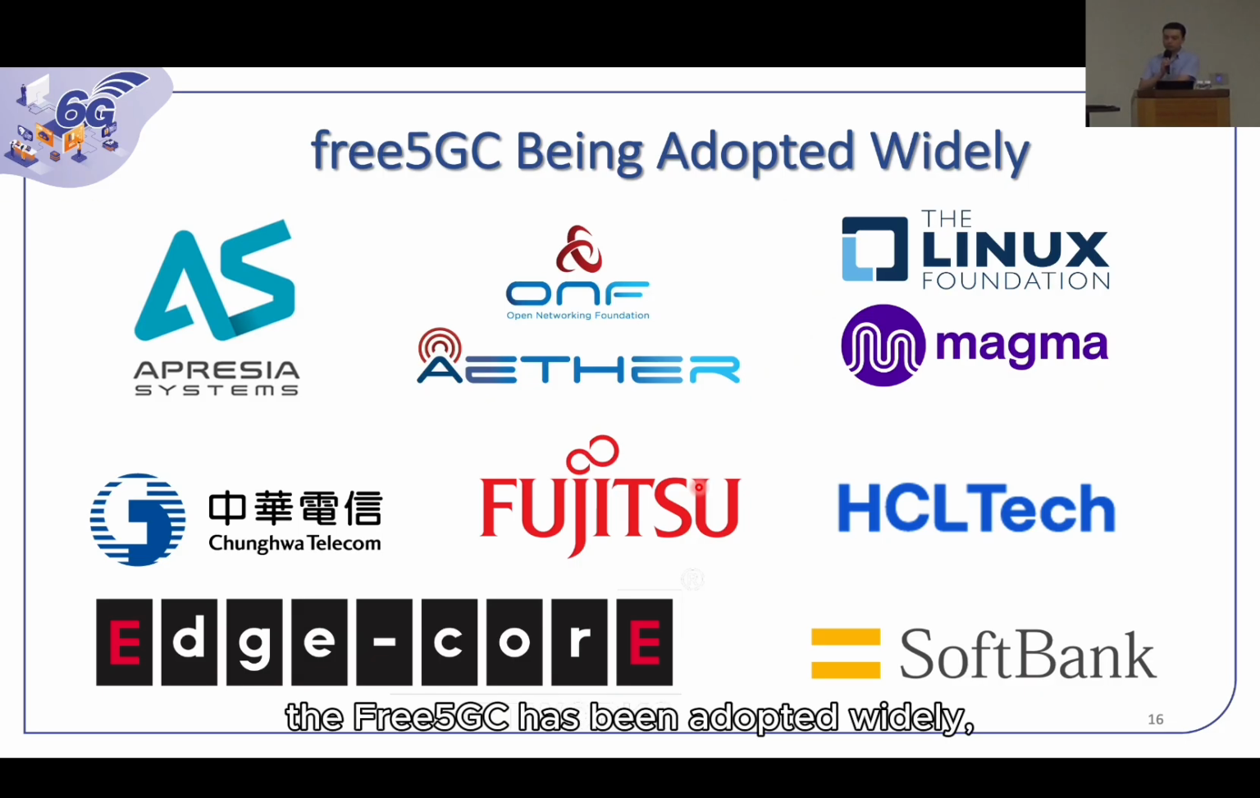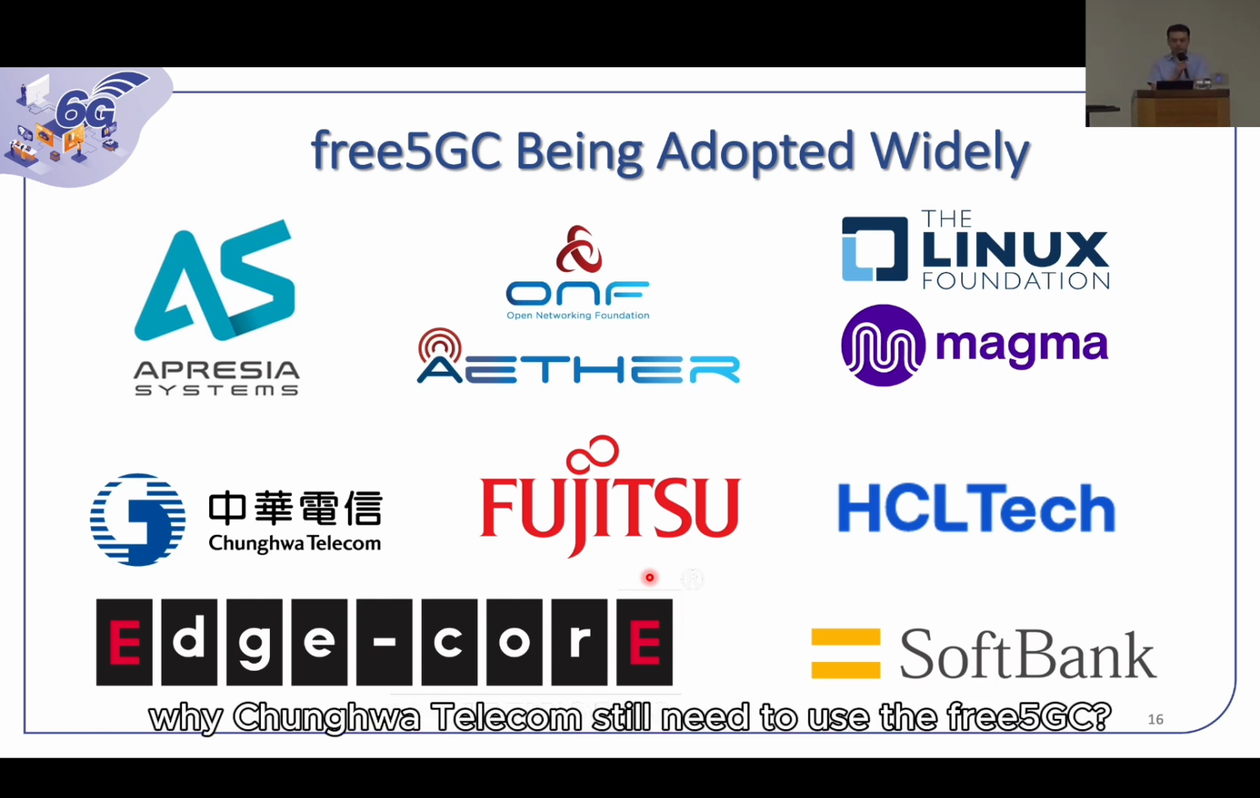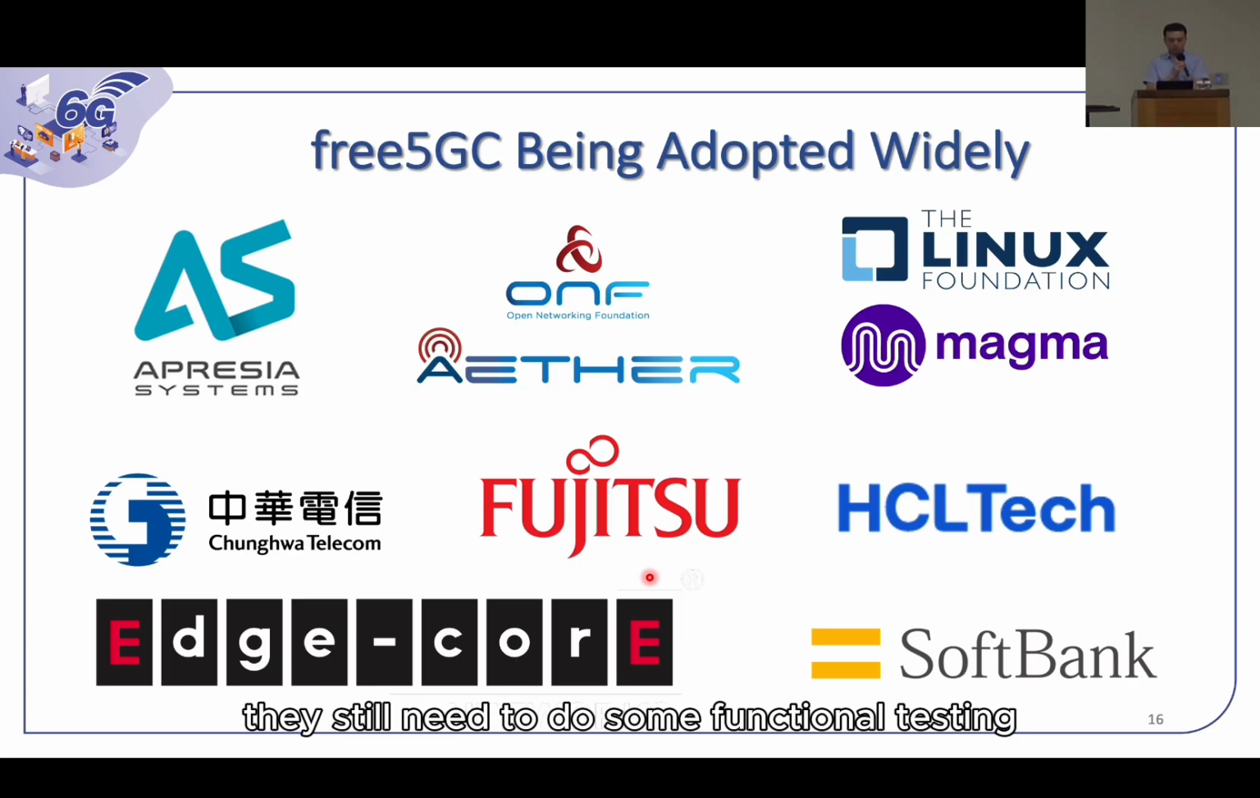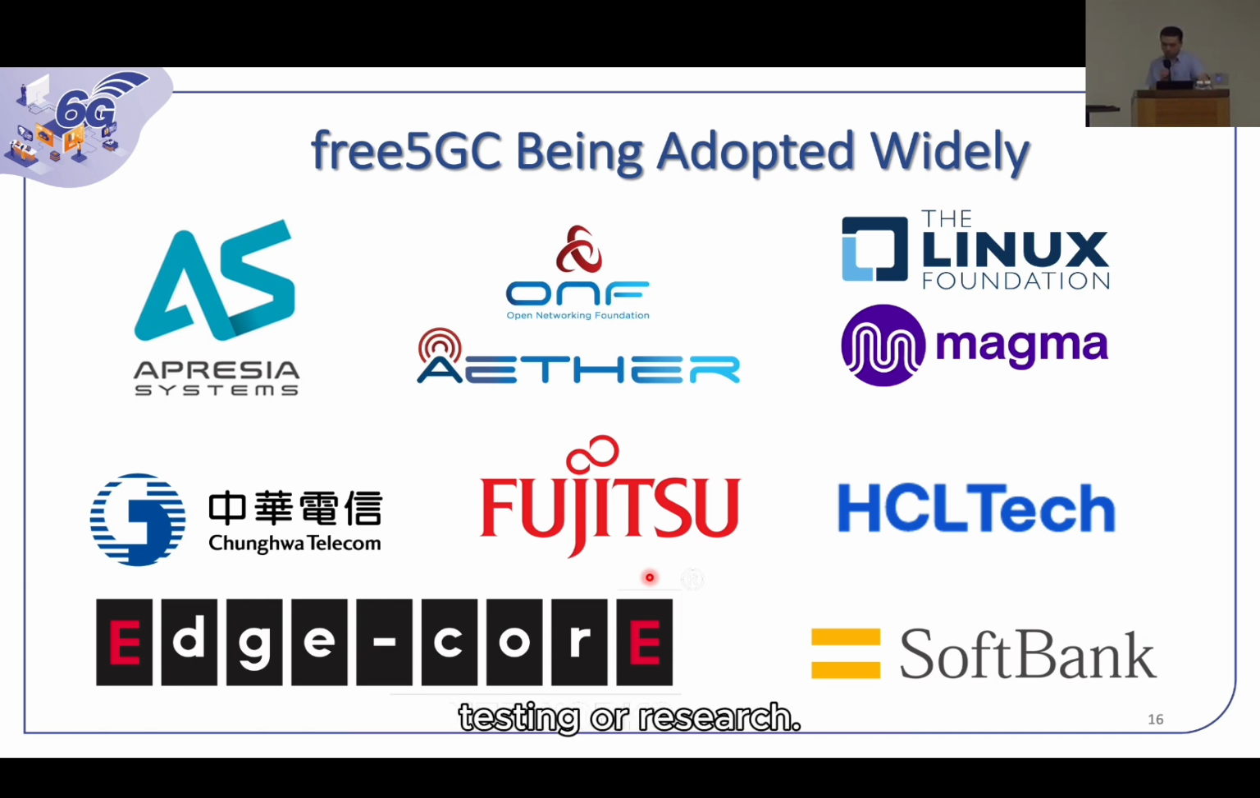Then you can also see free5GC has been adopted widely, including by many companies here, for example Chunghwa Telecom, Fujitsu, HCL Tech, H-Core, and so on. You may wonder why Chunghwa Telecom still needs to use free5GC. Why not just use the commercial 5G core network from Nokia or Ericsson? This is because they still need to do some functional testing or try to develop some new functions. For the 5G core network from Nokia or Ericsson, it is still like a black box, and it would be difficult to allow the operator to do some testing or research. So they still need this kind of open source version to do research and testing.